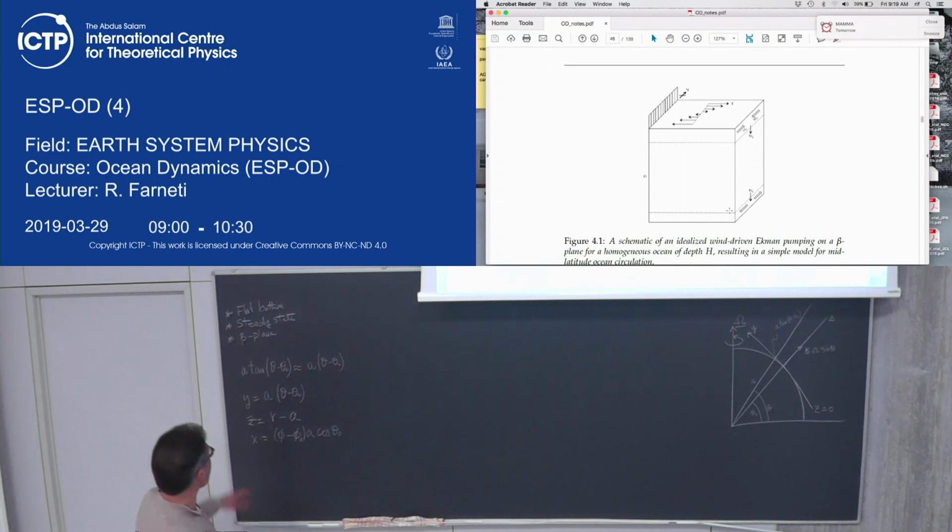The important thing is that with this approximation for small variations in latitude, there is a linear relationship between the latitude and y. So theta is going to be equal to theta naught plus y over a. There's a linear relationship between the latitude and the meridional coordinate in the Cartesian plane, which is what makes this system extremely useful.